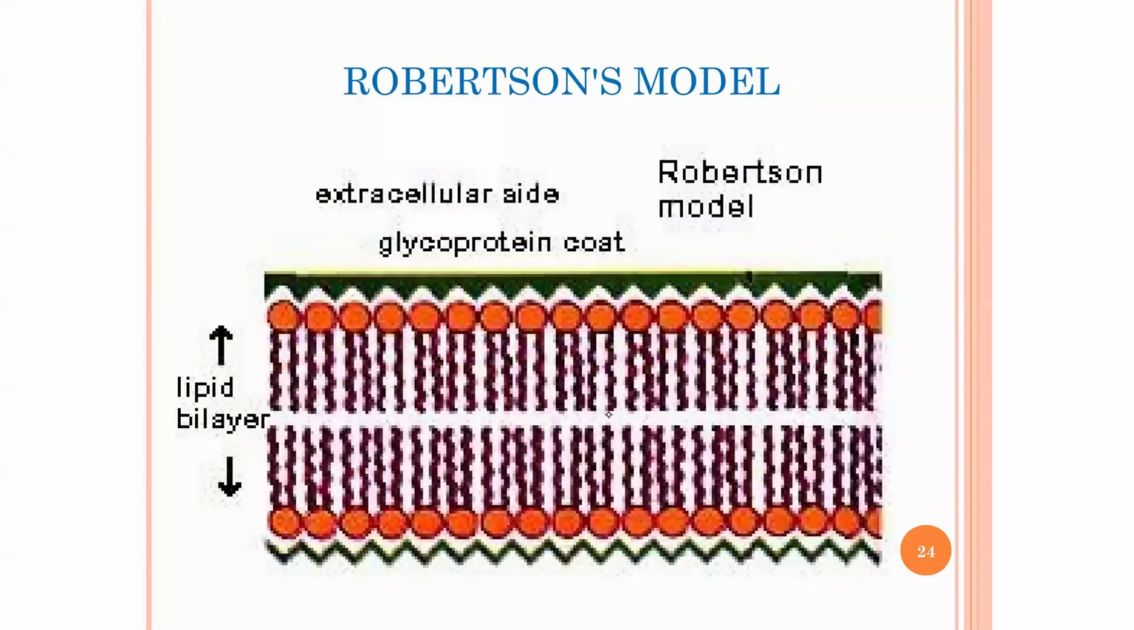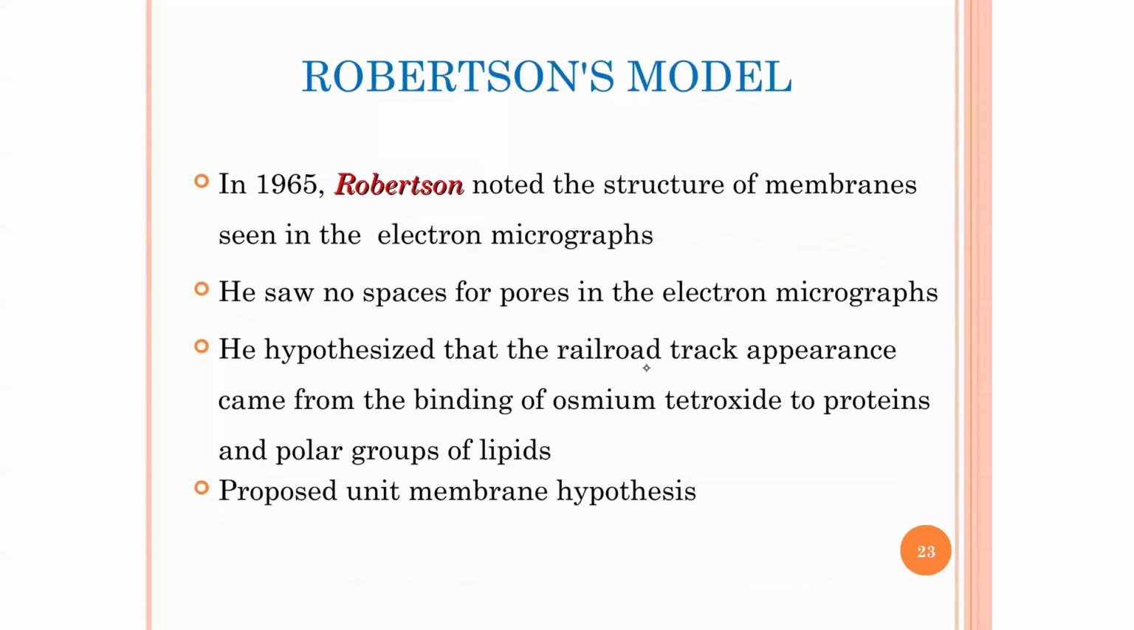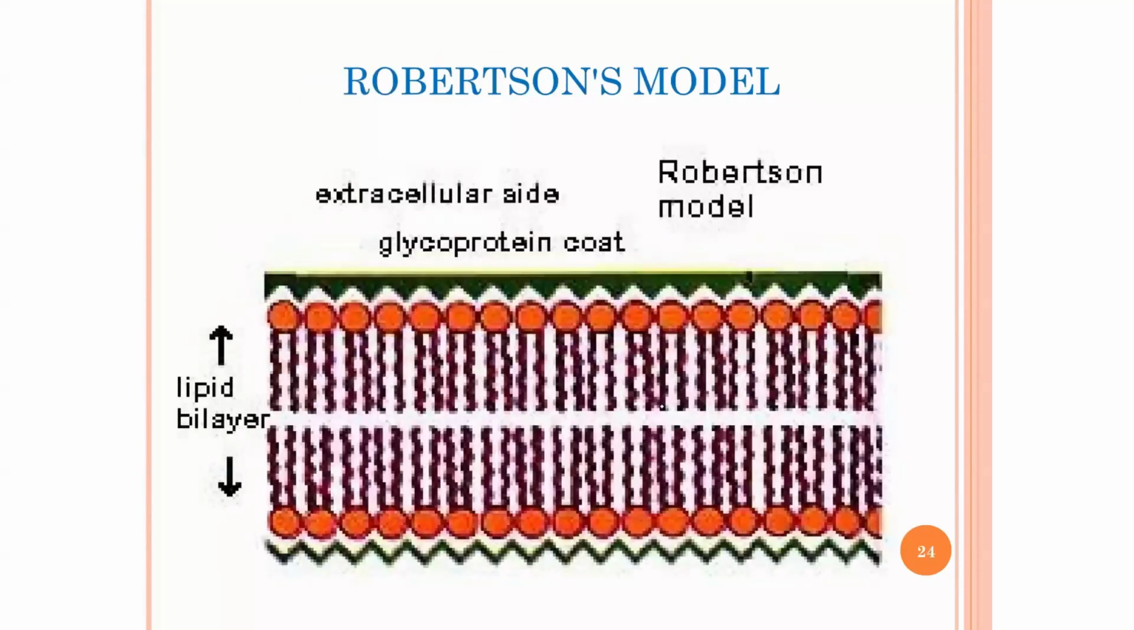Under the Robertson model, you see that we have extracellular sites, and then we have glycoproteins, and of course we have a lipid bilayer. So this is just the unit model, and there is no space or pores. It shows that in the membrane there are no pores. Look at it from here, you can see that there are no pores for the molecules to get in. So they are all controlled by the proteins that are found there.